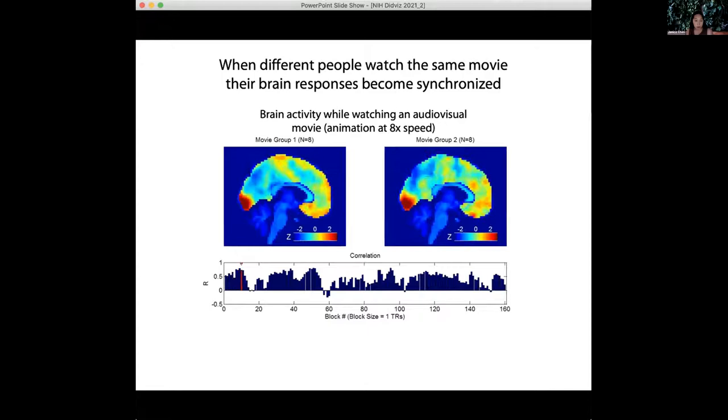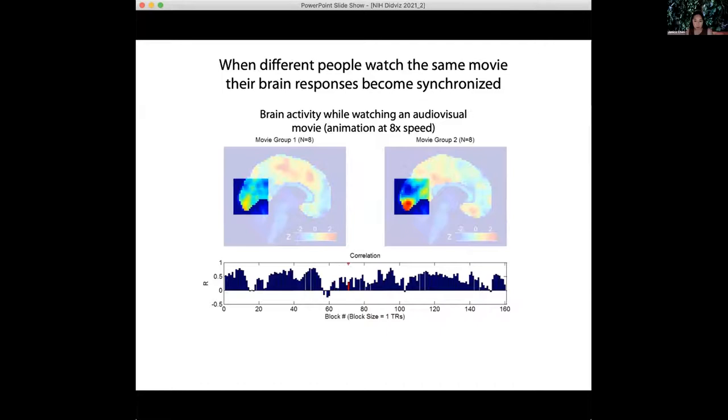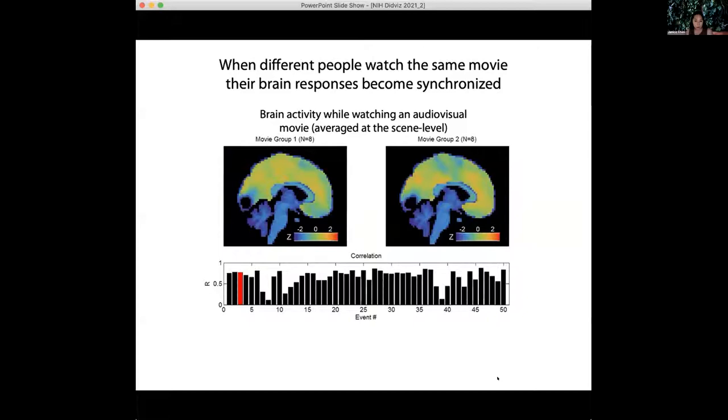So each of these two images shows the average brain activity of two independent groups of people as they all watch the same movie. And in some regions, like here in visual cortex, you can clearly see how activity is mirrored across the two groups. You can see waves of activity moving and changing at the same time in the same direction. And if I slow this down and I break it into different movie scenes, you can see how each frame is different from the next, but similar across the two groups of people.